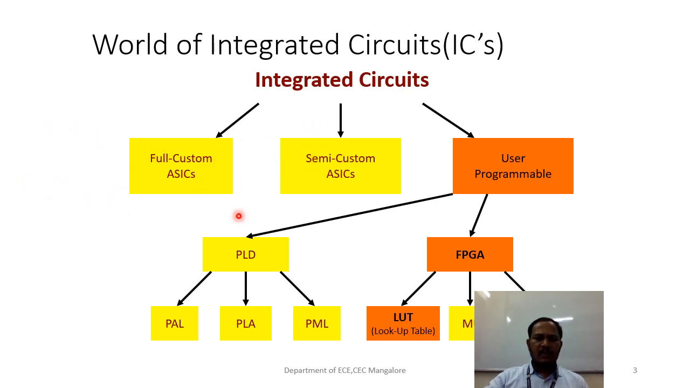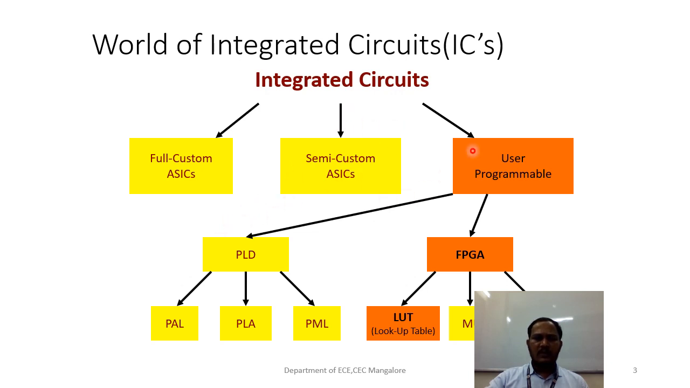In semi custom, you can optimize power, area, speed, whatever you require, and the design time is also very less compared to full custom. In full custom you have to start from scratch and build everything. Here some library functions are already there, so you have to borrow those libraries and build it.